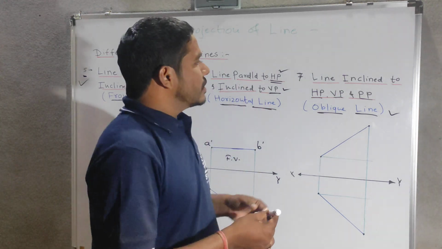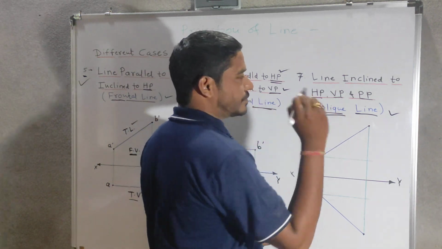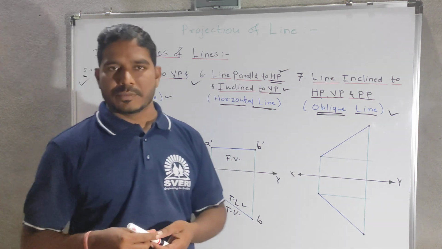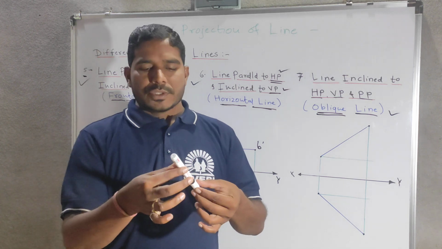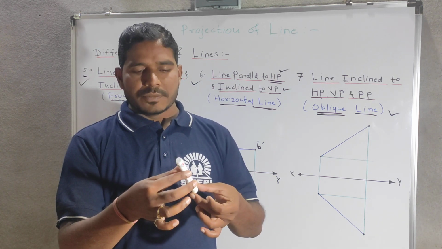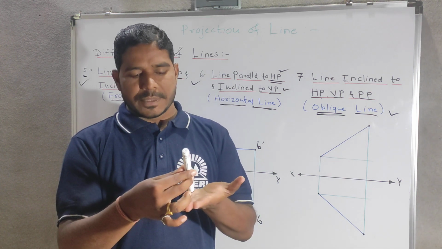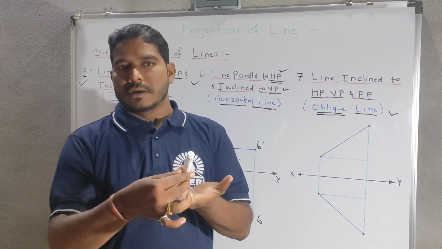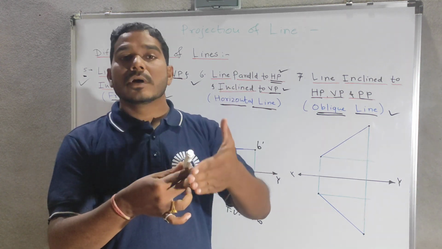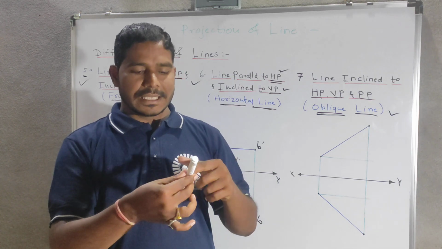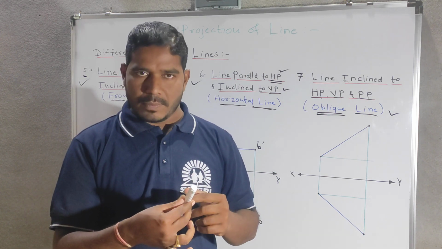The line which is inclined to all these planes, we call it an oblique line. If I want to show you its practical position, you take the inclination of this line with respect to the profile plane. It makes some angle with respect to the HP, some angle with respect to the VP, and some angle with respect to the profile plane also. In short, this line is inclined to all the planes, and that we call an oblique line.